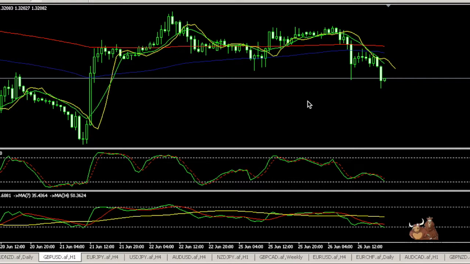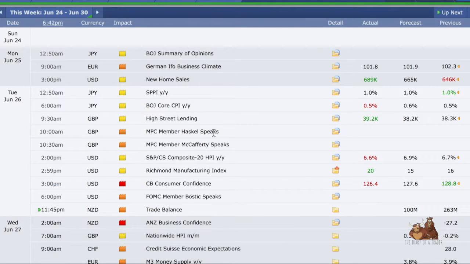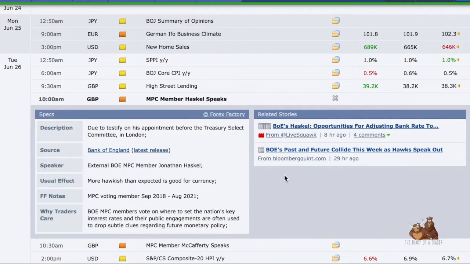So here's an example that I've got today on the 26th of June. The surprise news that came out was one of the Monetary Policy Committee members, Haskell, was speaking. He is the new incoming member of the Monetary Policy Committee, and he's replacing McCafferty. So you essentially had two MPC members for the Bank of England speaking back to back. One old guard who's leaving and one new member. And the significance to this news was that McCafferty is hawkish and Haskell is coming in.